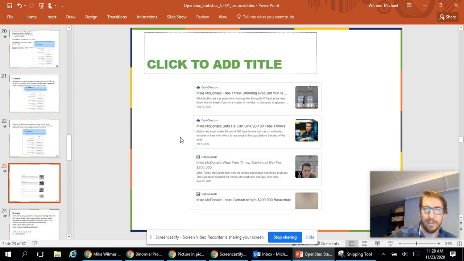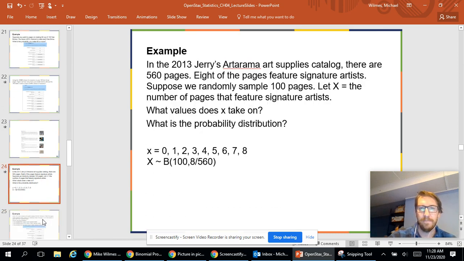This actually did happen. You can read about this online. This person wagered a lot of money and was able to make 90 out of 100. It took them only, I think, 77 tries, but they were able to reset. If they missed the first 5, as I said, they just reset. But it took a lot of time and practice. I think they ended up being better than an 80% free throw shooter too, maybe like an 85%.